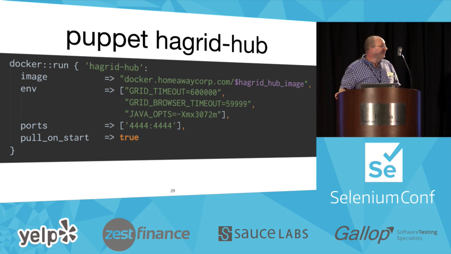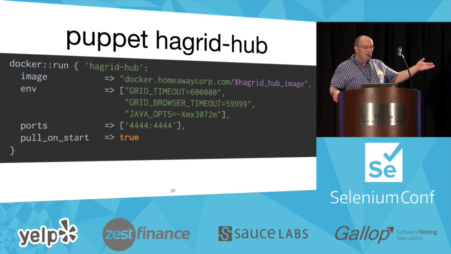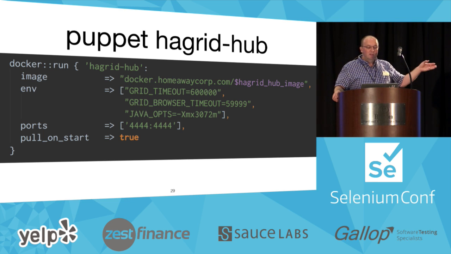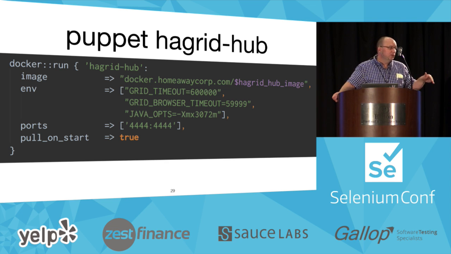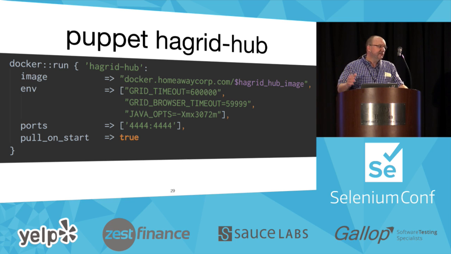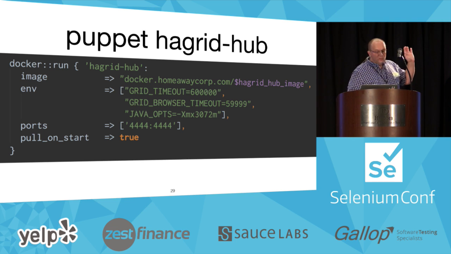We're using a Puppet module called Docker, and we just say, go Docker run. This is the image, and you can see the Hagrid Hub image variable, which is a fact that we basically put on the server. So in Puppet, there are things like facts that you can put on the server. And we run it with these kind of grid timeouts that work for us, and we give it 3 gigs of RAM on this machine, and we publish port 4444. And if we need to run a different image, we just go to this machine or go to another machine, and we switch the fact. We just say, oh, run this hub now.